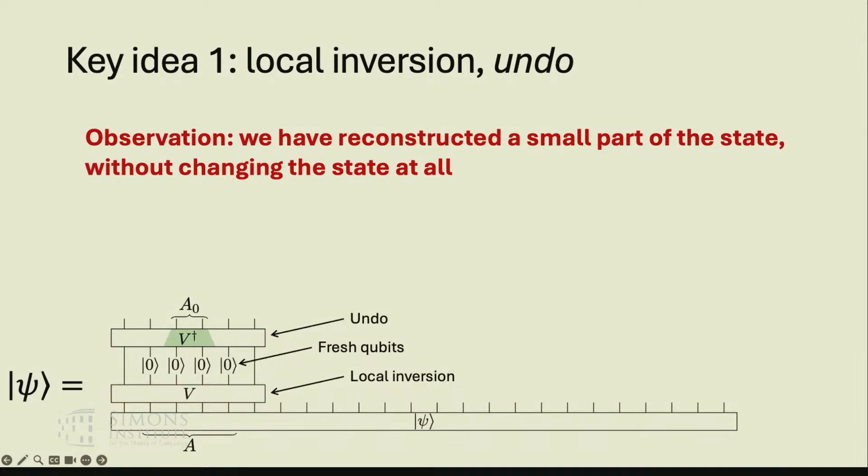Okay. So this is somehow saying something interesting, right? Because it says that somehow we can do something good that doesn't change anything. And if you can do something good that doesn't change anything, why not repeat? So next, we are just going to repeat.